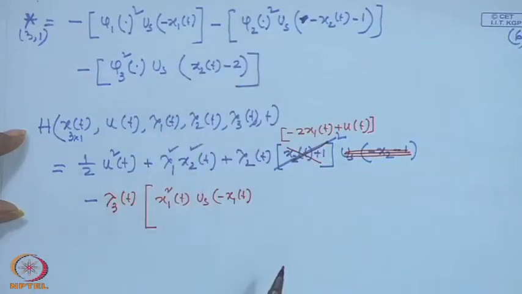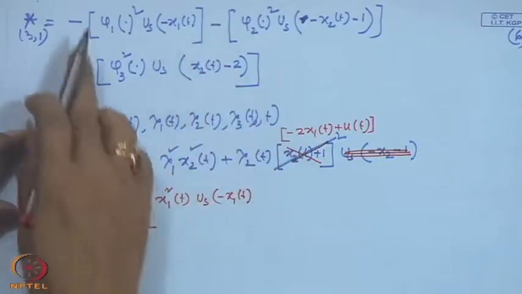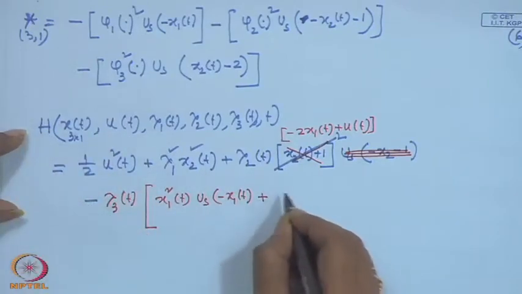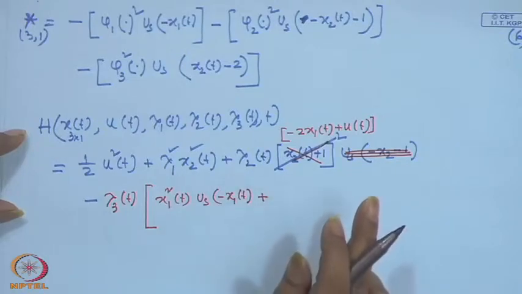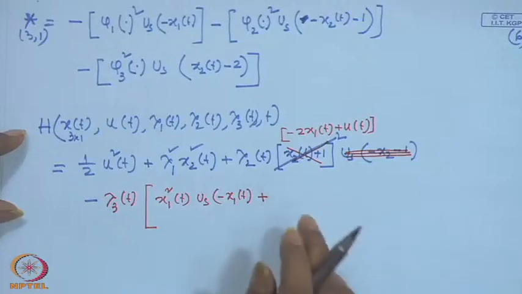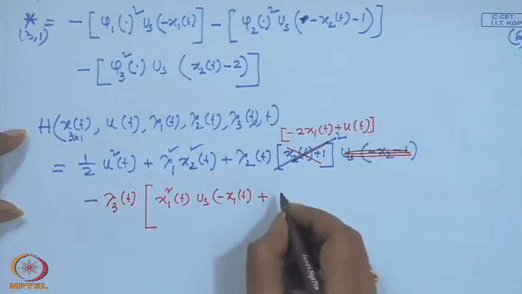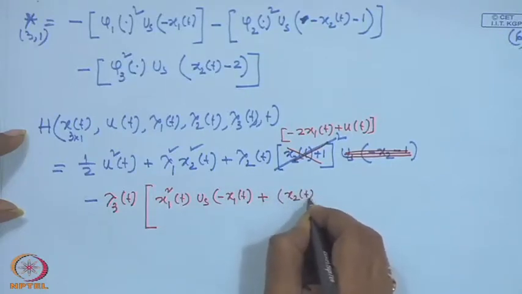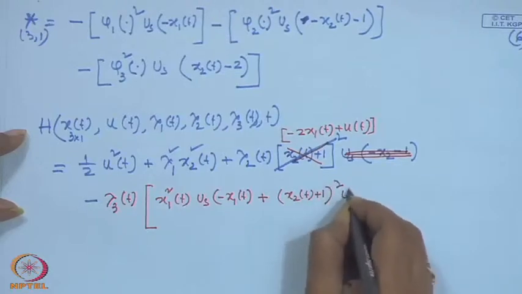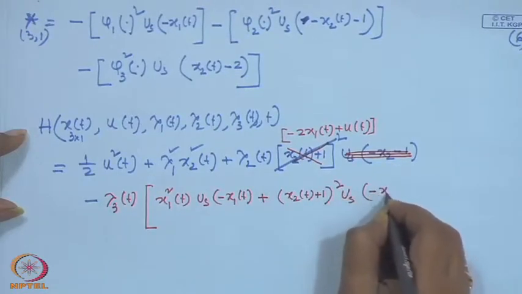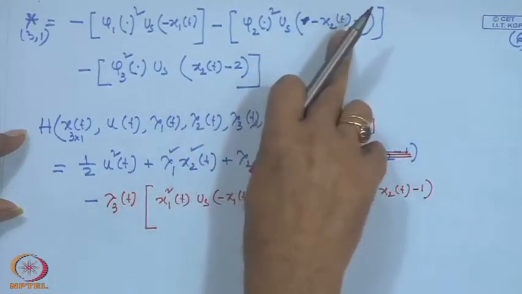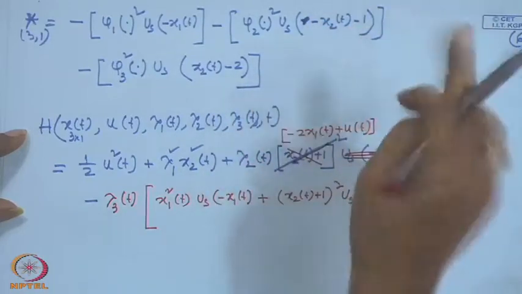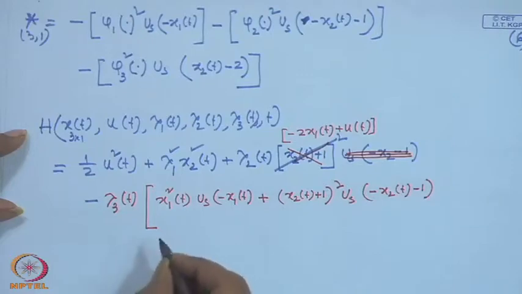Then minus, if you take the minus common from this, this will be plus. Psi 2 is what? Minus 1 minus x 2. That means if you take minus common and square, that will be plus. So this will be a x 2 of t plus 1 whole square minus x 2 of t minus 1. This psi 2 value is, see this one, if you take minus common x 2 plus 1, then square is written, then this.